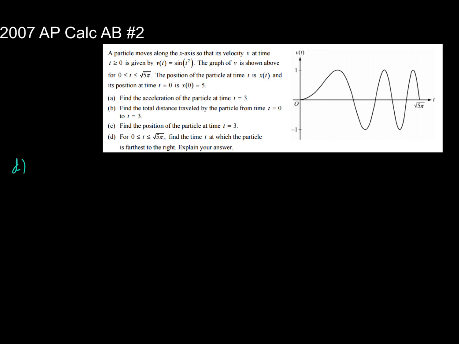Part D actually involves a little bit more work, but shouldn't be any more challenging as long as you think about it and utilize the graph that we're given here. So we're trying to find, on the interval from 0 to square root of 5 pi, the time t where the particle is furthest to the right.